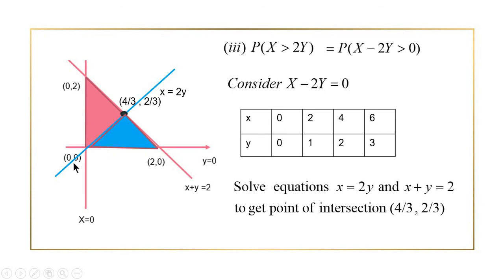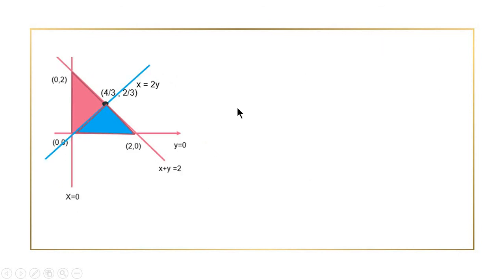Why we didn't consider the origin is, if we consider both the region above the line and below the line, both will cover the origin. That is why we have considered the point 0, 2 to check whether the region is below or above. Now this is my base region.